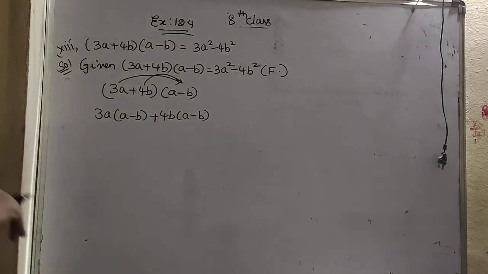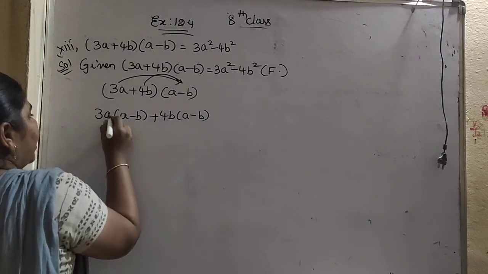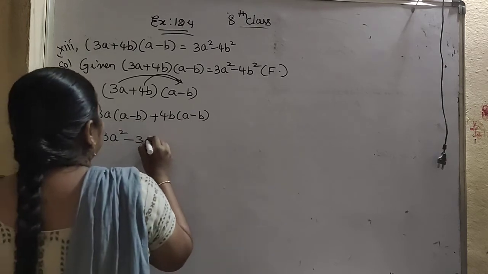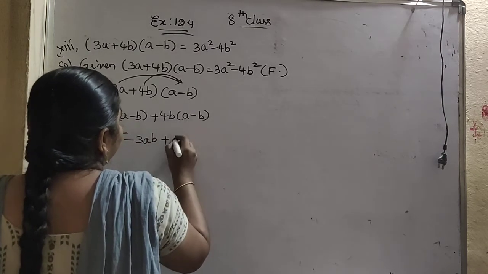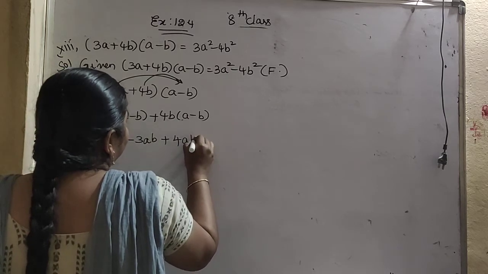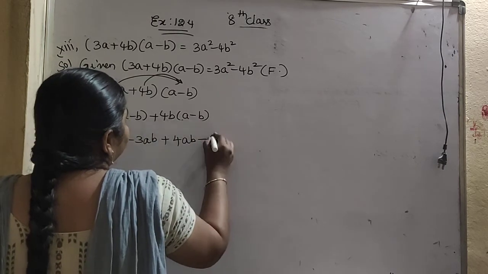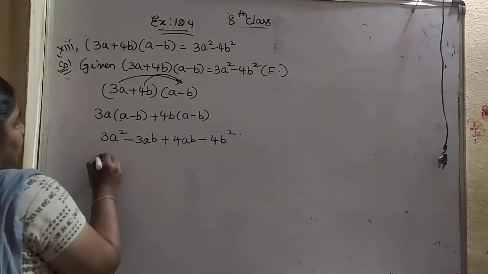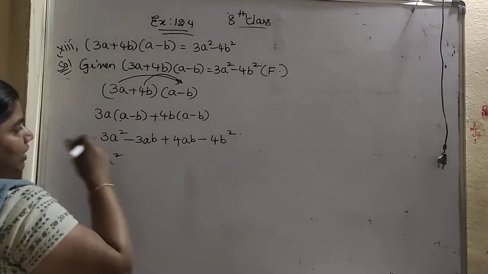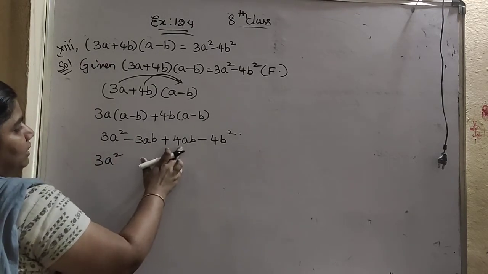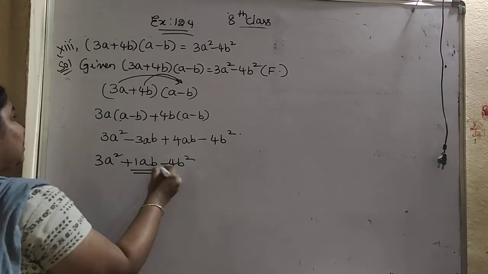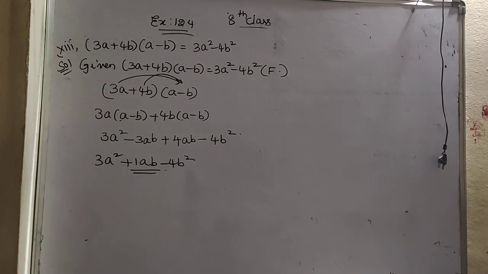Now we have to multiply. 3 into 1 will be 3, a into a will be a², minus 3 into 1 will be 3, a into b is ab, plus 4 into 1 will be 4, a into b is ab, plus into minus is minus 4b². Now like terms we can add and subtract. So 3a², no other 3a² is there. So minus 3ab plus 4ab will be plus 1ab, minus 4b². This is the correct result without having any error. So this is our 13th question.